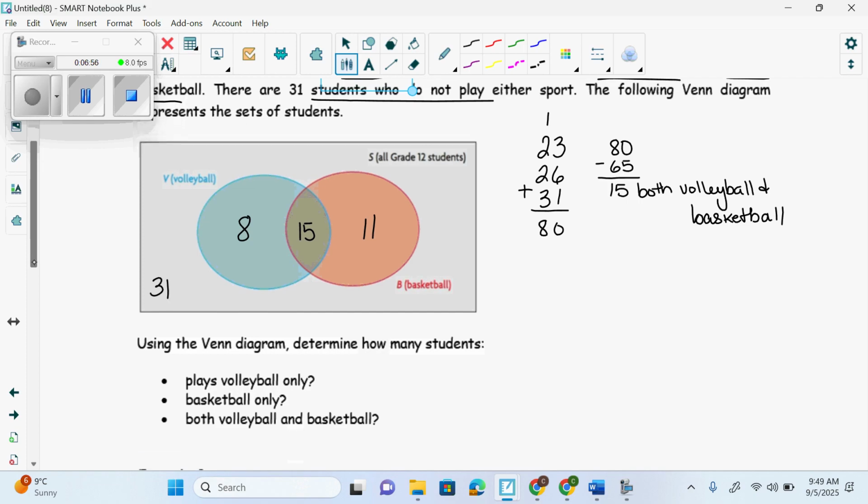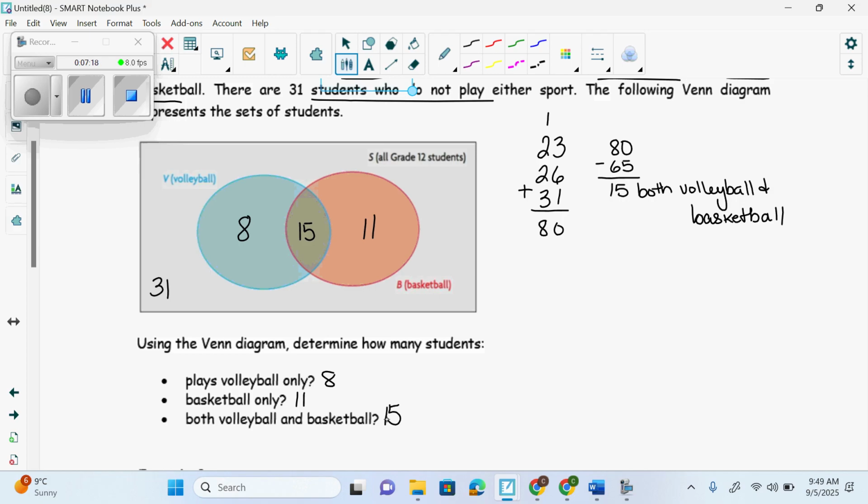Okay, let's answer some questions. So, using the Venn diagram, determine how many students play volleyball only. 8. Basketball only. 11. Both volleyball and basketball. 15. Yeah? You have to be able to do questions like this. They come up on your test and they come up on the diploma all the time, where you have to find the and.